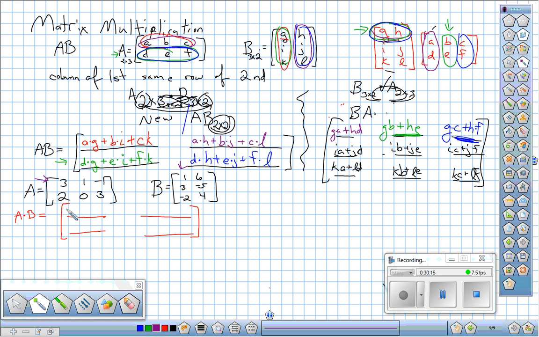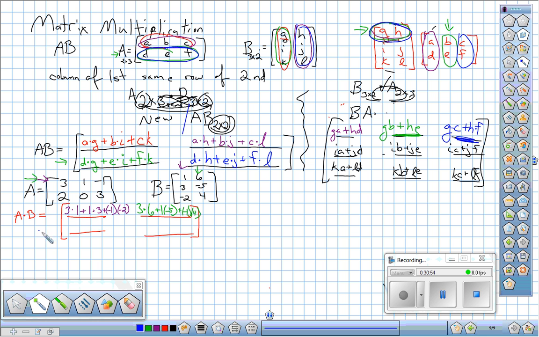So I have 3 times 1 plus 1 times 3 plus negative 1 times negative 2. In my next step, I will add those together. I'm not even going to try to add them together right now. And then I'm in my top row in my right-hand column. So I have 3 times 6 plus 1 times negative 5 plus negative 1 times 4.